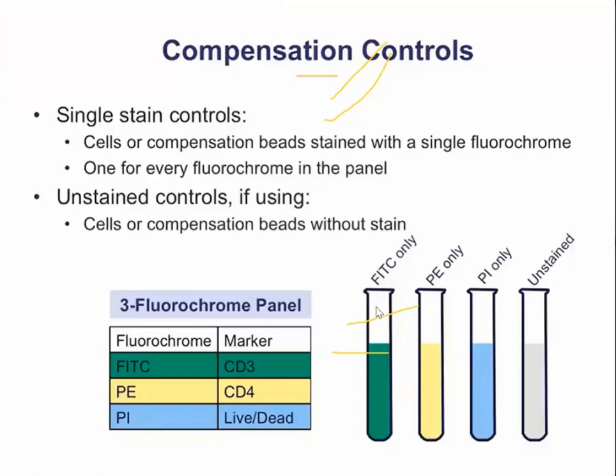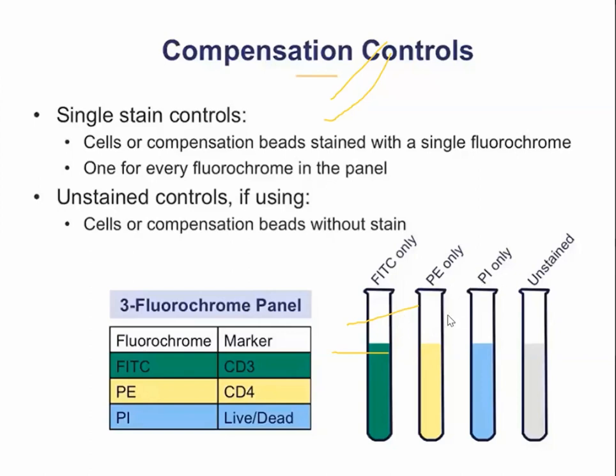So that means in the FCM tube I'll add only the FCM fluorochrome. In PE I will add only the PE fluorochrome. In PI I'll add only the PI fluorochrome, and I'll also have an unstained tube where I have not added any fluorochrome. Now I run every tube in the machine. After running the FCM tube, I'll check for any FCM signal in the PE channel or PI channel. Ideally, there should not be any FCM signal in the PE or PI channel. If it is there, we need to correct it.